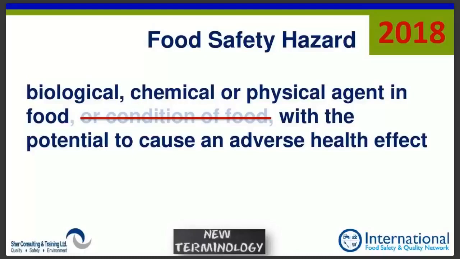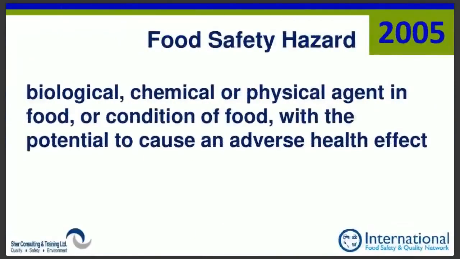And the reason they gave is because, well, a food safety hazard is defined as a biological, chemical, physical agent in food. And if we have a lack of vitamin B1, for instance, it's not something in the food. It's not a contaminant. So it's not part of the scope. Which, if I was using the previous definition, would be a condition of food.